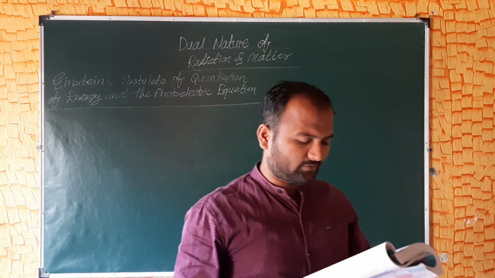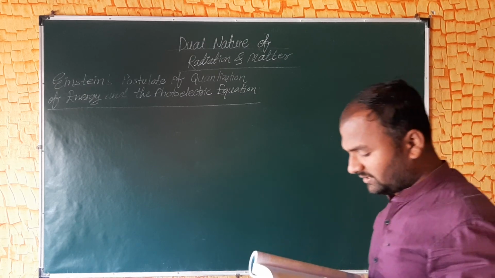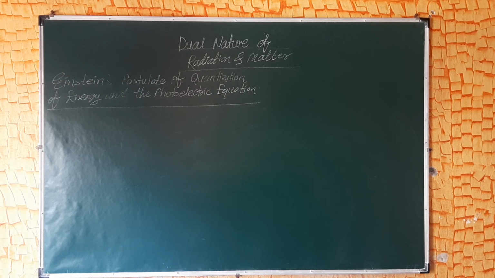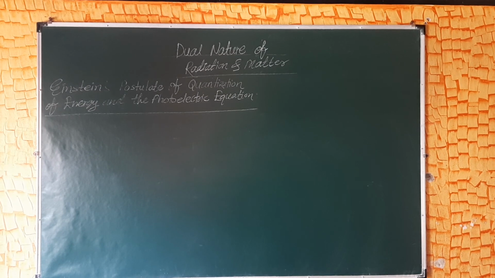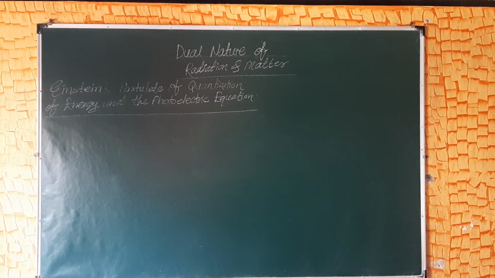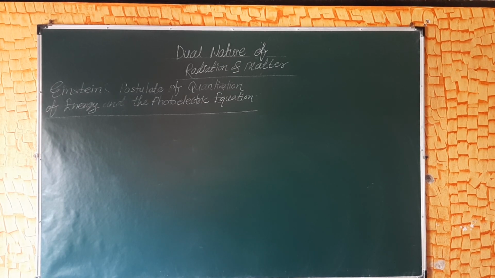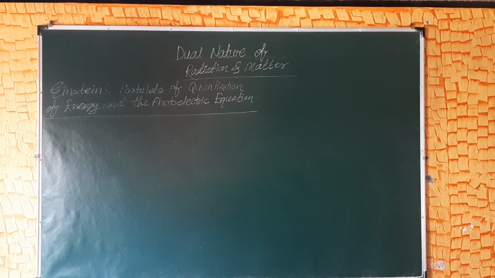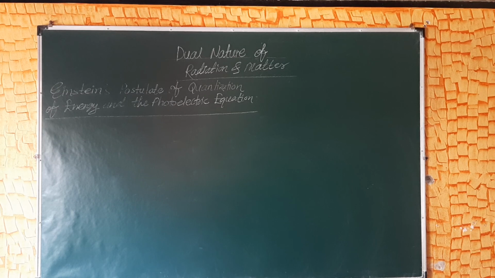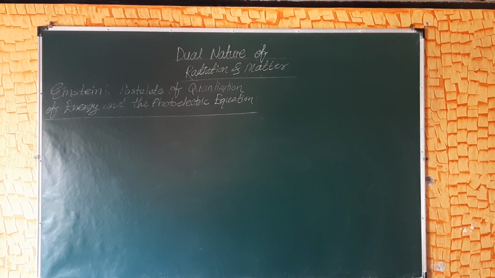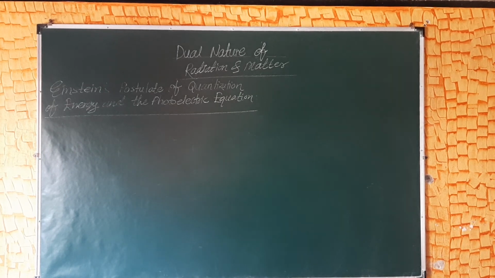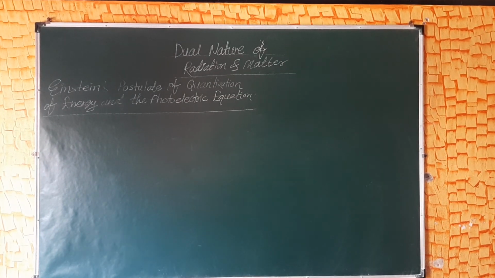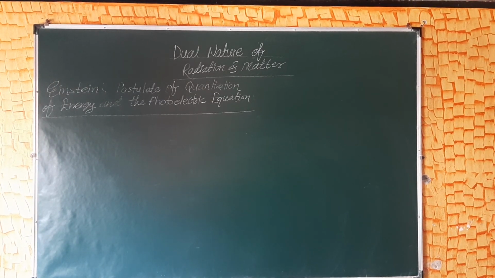The Einstein's postulate of quantization of energy and the photoelectric equation. Planck's hypothesis of energy quantization to explain the black body radiation was extended by Einstein in 1905 to all types of electromagnetic radiations. Einstein proposed that under certain conditions, light behaves as if it was a particle and its energy is released or absorbed in bundles of quanta. He named the quantum of energy of light as photon with energy E is equal to h nu.